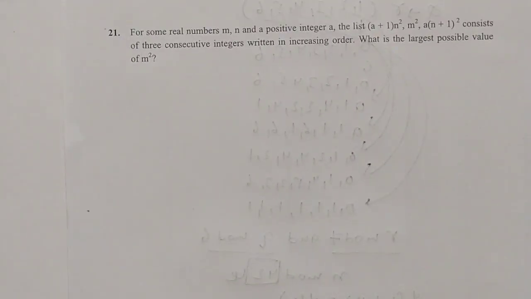Now in problem number 21 we have, for some real numbers m, n and a positive integer a, the list a plus 1 n square, m square, a n plus 1 whole square consists of 3 consecutive integers written in increasing order. What is the largest possible value of m square?